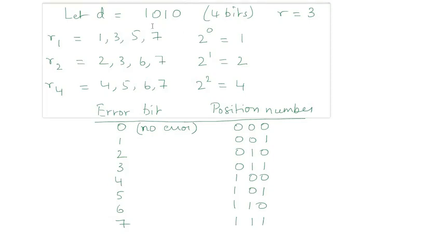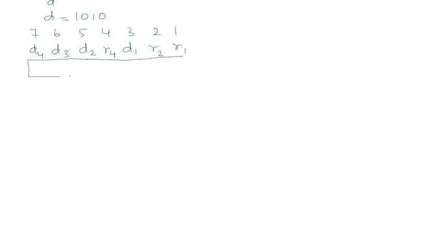Now we'll do the example by using this data bit 1010. So here D is equal to 1010. We'll draw the bit positions 7, 6, 5, 4, 3, 2 and 1. We have 4 data bits, so that is D4, D3, D2 and D1. And the redundant bits are present in the positions R1, R2 and R4. We'll write the bits. Now first write the data bits. It is 1, 0, 1 and 0. So this is the given data bit.